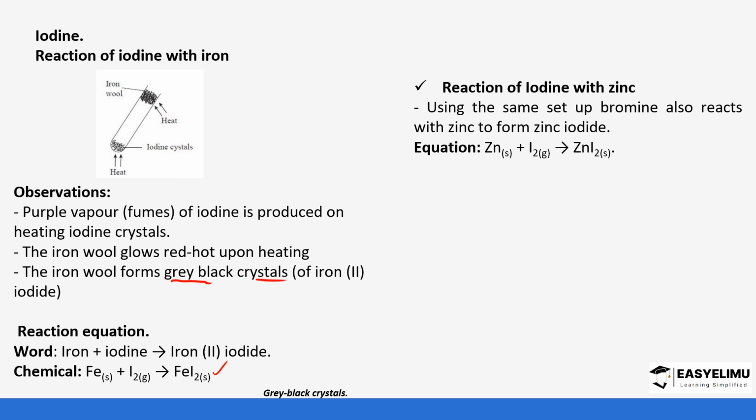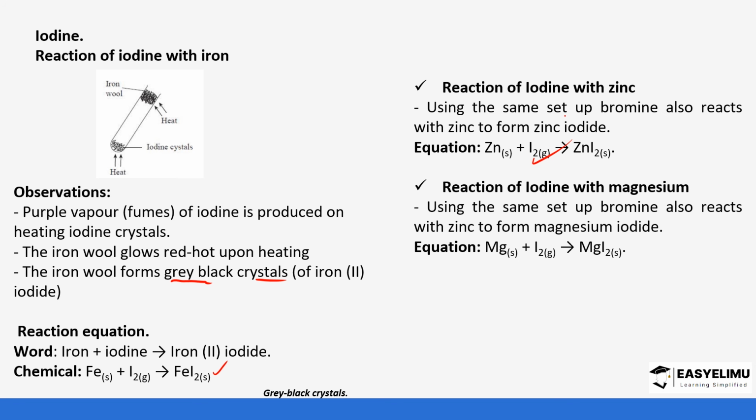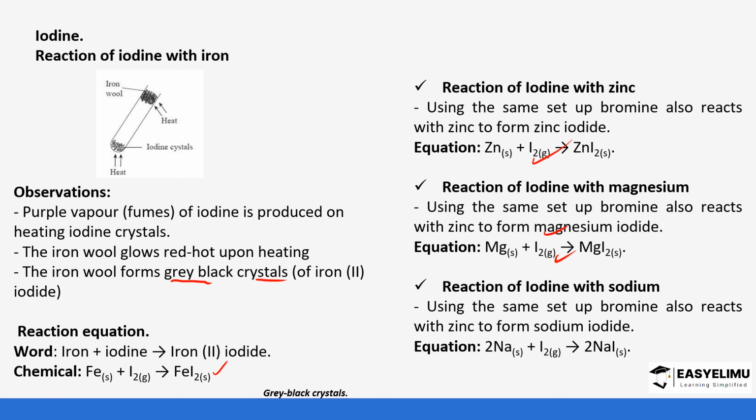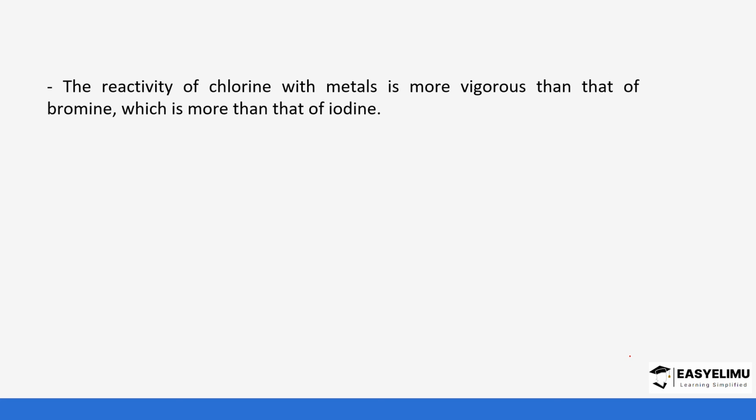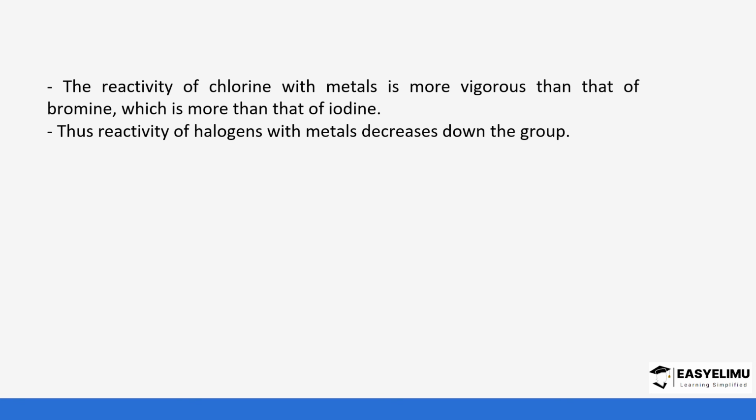Reaction of iodine with zinc also, it reacts to form zinc iodide as you can see in the equation. And also iodine reacts with magnesium to form magnesium iodide as you can see in the equation. The same setup can be used to react iodine with sodium to form sodium iodide. So when you look at the reactivity of chlorine with metal, it's more vigorous than bromine, which is more vigorous than iodine.